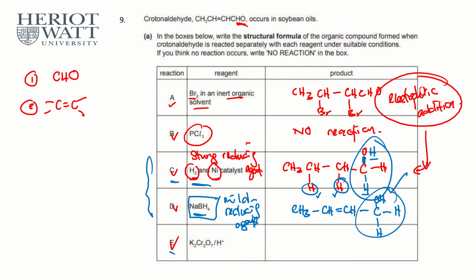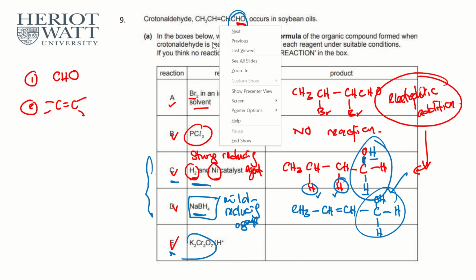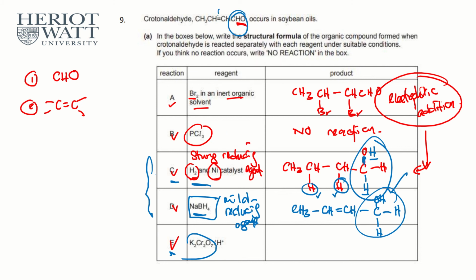All right. So for E, an oxidizing agent, obviously, and acidified. But which one can be oxidized? In this case, you can oxidize the aldehyde only. You can't oxidize the double bond. Why? Because if you want to break the double bond and split them apart, like I showed you last week, you need to use KMnO4 only. You can't use dichromate to do the case.